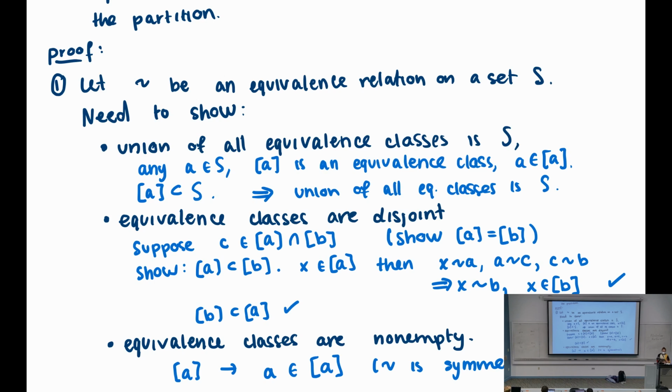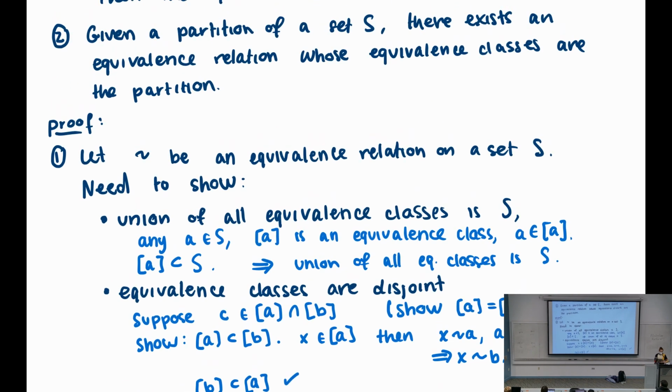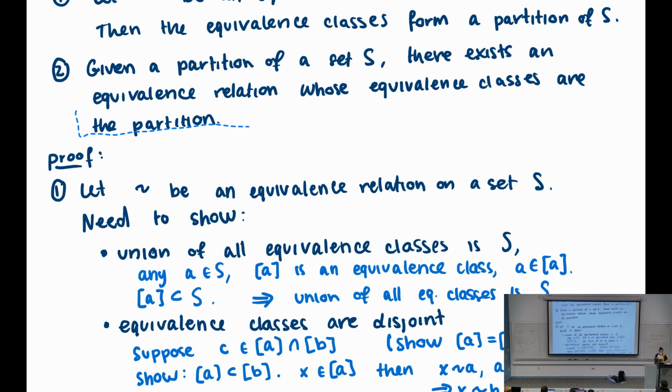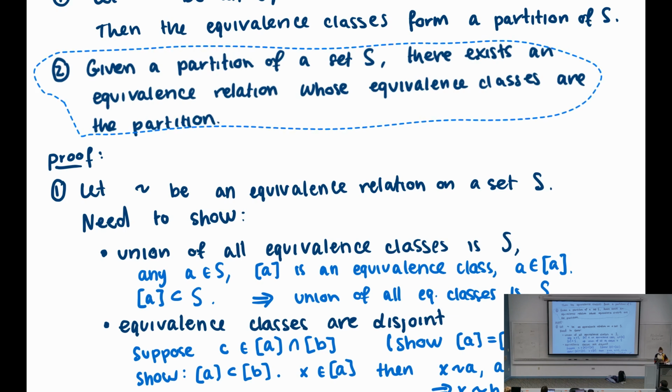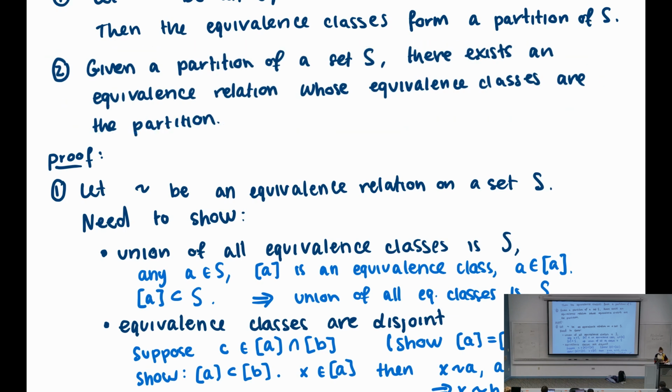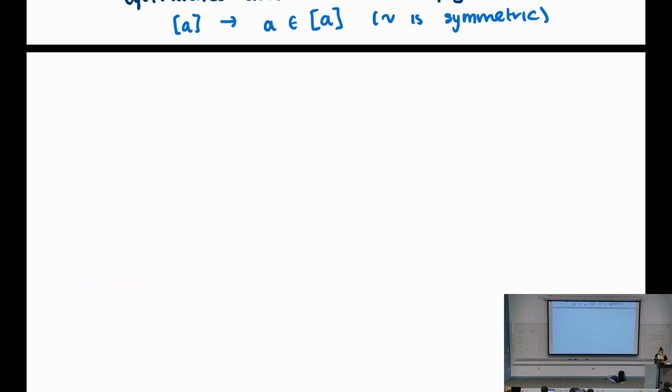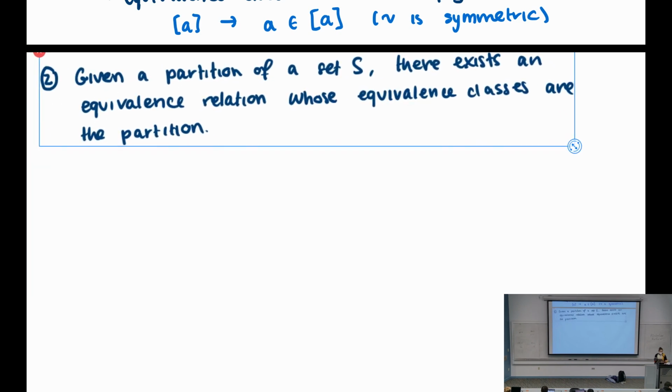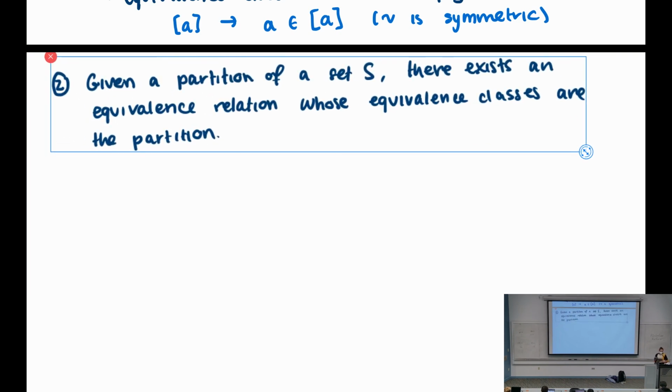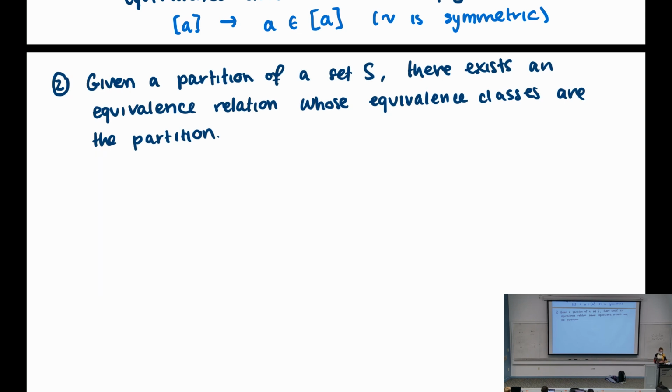Okay, good. So in summary, we've done one part of the theorem. So we've shown that if you have an equivalence relation, then the equivalence classes give you a partition of the set. So let's do this other statement. I'll just copy it so that it comes with us to the next page. Okay, so given a partition of a set S, there exists an equivalence relation whose equivalence classes are the partition.